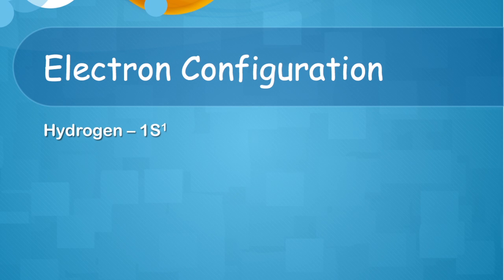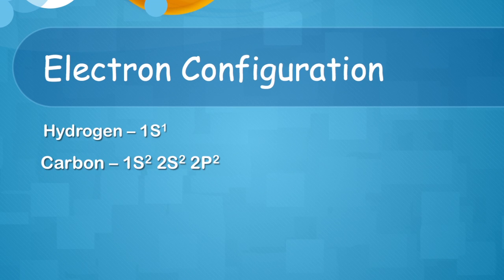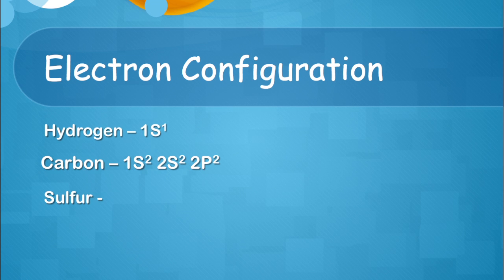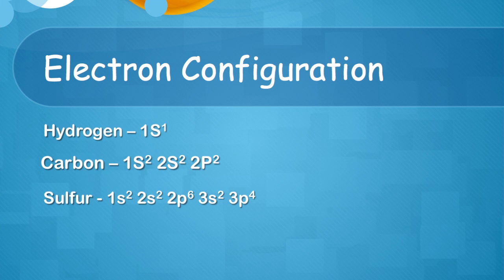Carbon has got 6 electrons, and so we would write 1s2, 2s2, and 2p2 to make up for the 6 electrons. For sulfur, can you now guess what the electron configuration would be? Exactly. We are trying to basically add up all the numbers at the top, which look like an exponential, to add up the total numbers of electrons in the element.